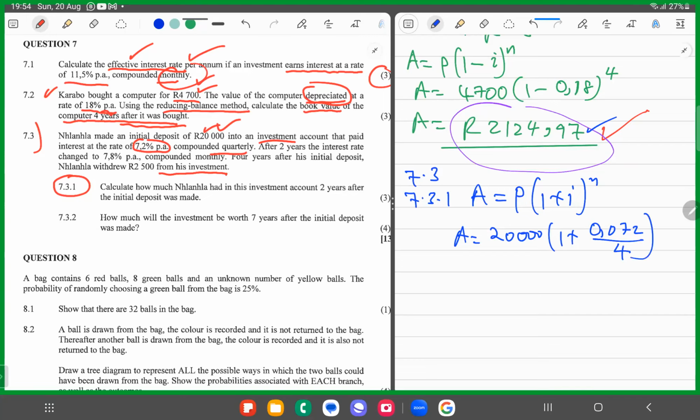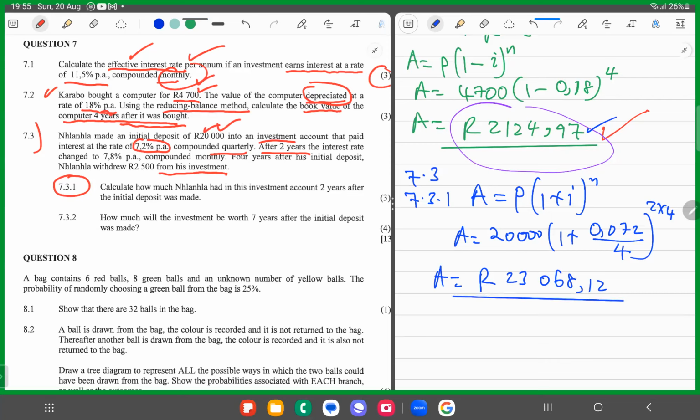And then after 2 years, the rate of interest changed to the one compounded monthly. So in other words, before 2 years, it was divided by 4, which means A equals, and you multiply everything here, which gives 23,068.12. So that's what we're getting.